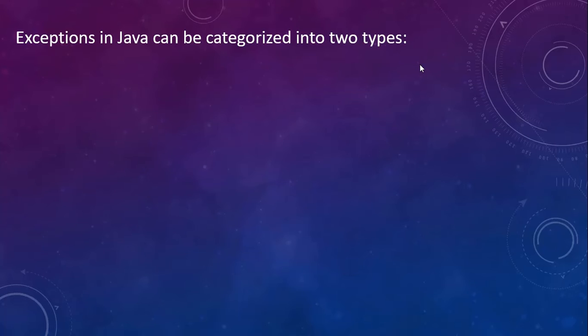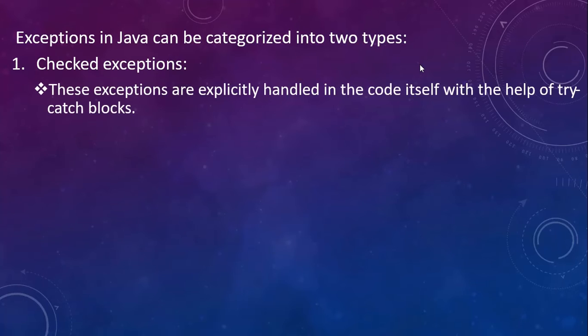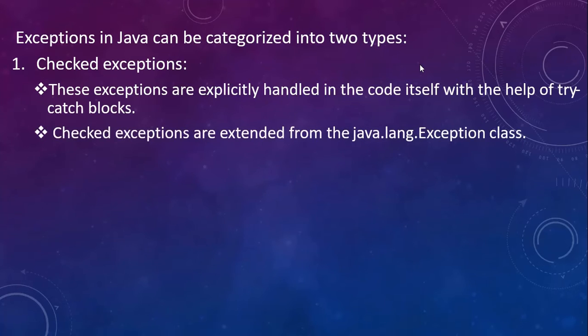Exceptions can be broadly categorized into two types. One, the exceptions which we as developers of a program handle, and second, exceptions that are automatically handled by the interpreter. So in the first category, we have checked exceptions. These exceptions are explicitly handled in the code by the developers themselves with the help of a proper try and catch block mechanism. Checked exceptions are extended from the java.lang.Exception class.